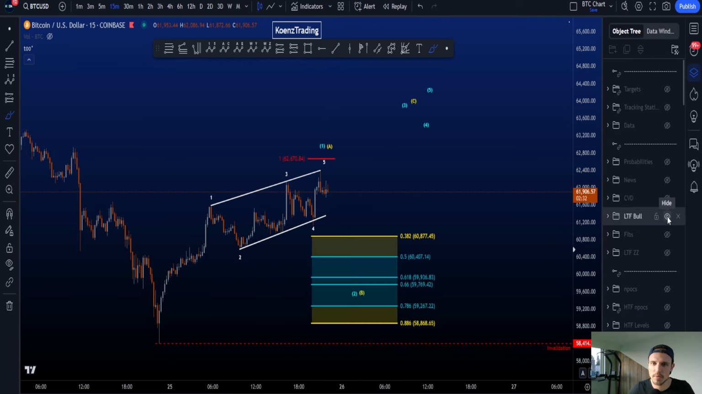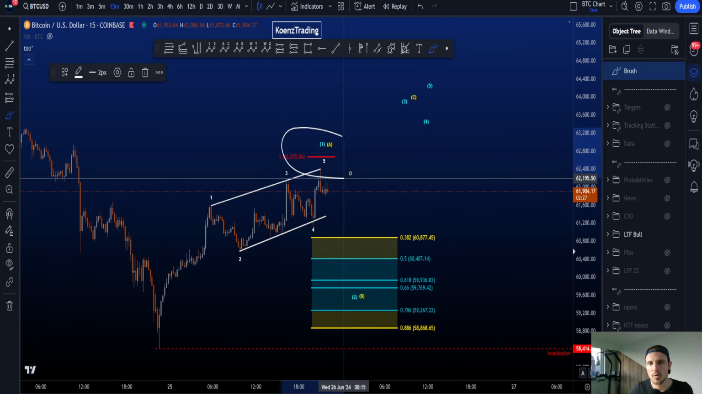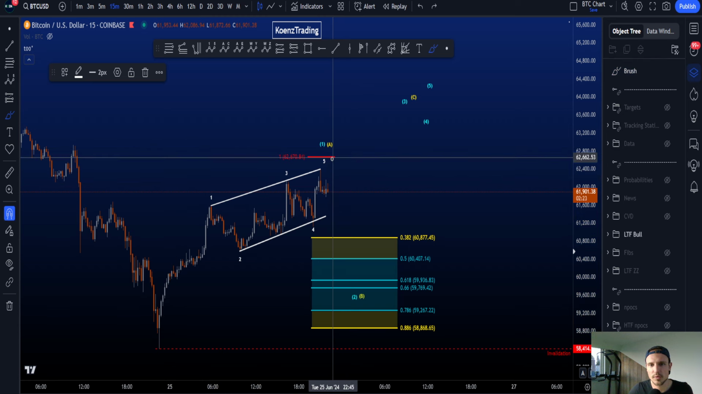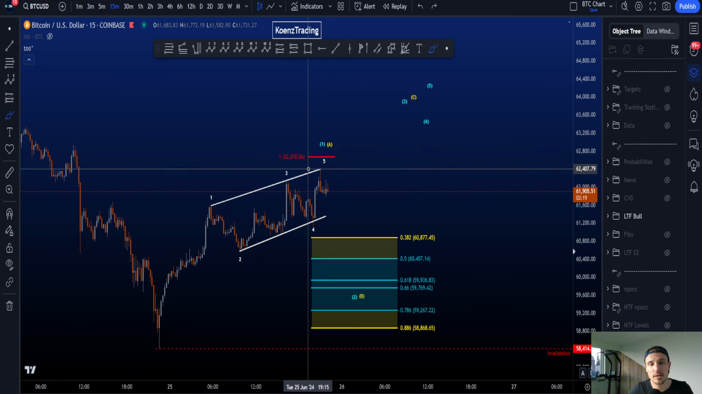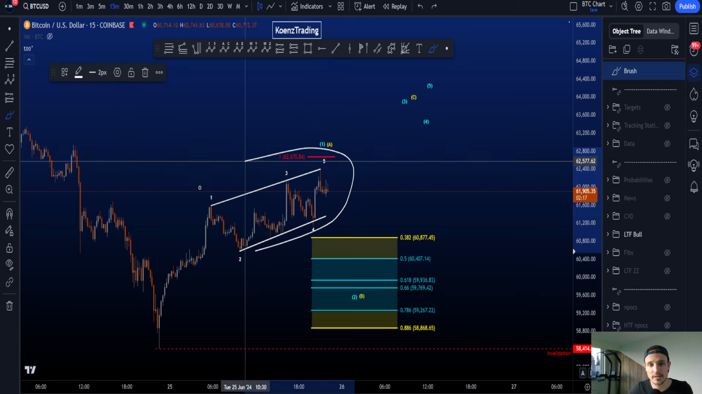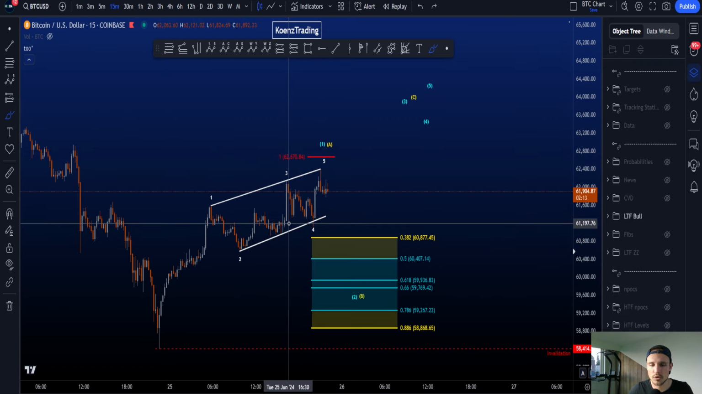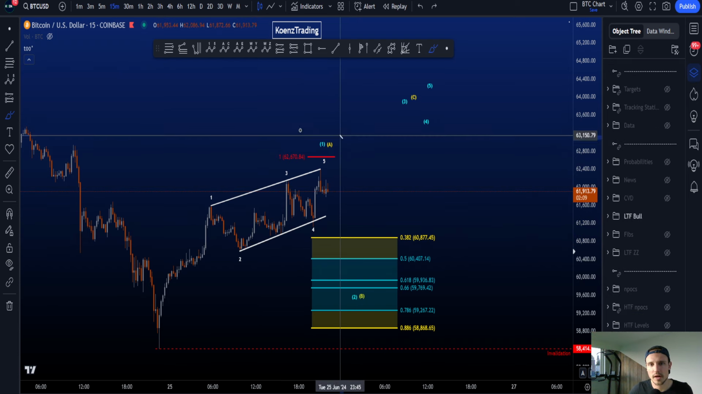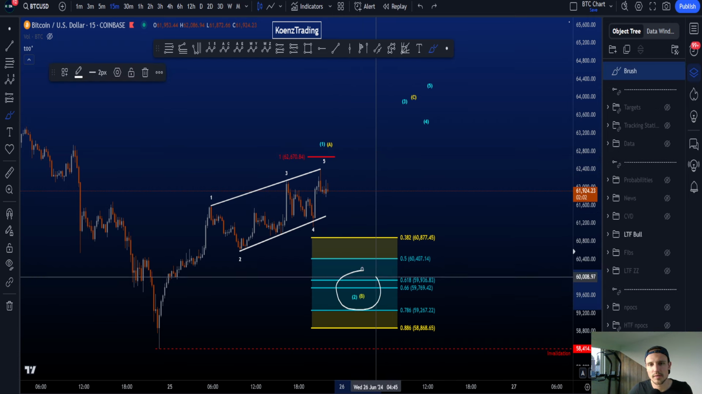Now with this in mind, we can look for a diagonal to the upside in a wave 1 or a wave A. So we then have a 1, 2, 3, 4, looking to end at wave 5. We don't want to hit 62.7k. That would be an invalidation for this diagonal, because a wave 5 is not allowed to be longer in price than a wave 3. After wave 5, and therefore wave 1 or A, we are looking for that retracement to the downside in your wave 2 or B.